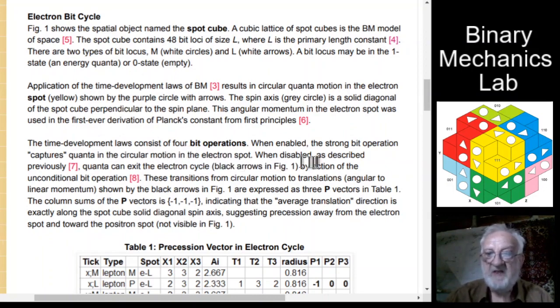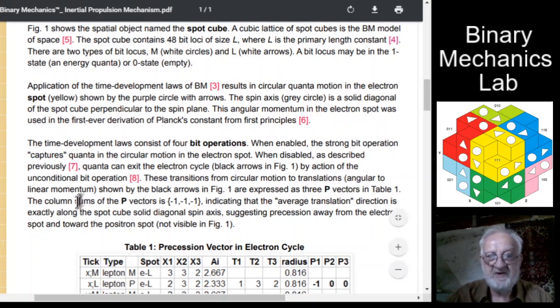When enabled, the strong bit operation captures quanta in the circular motion in the electron spot. When disabled, as described previously, quanta can exit the electron cycle, the black arrows shown in figure 1, by action of the unconditional bit operation. These transitions from circular motion to translation, angular to linear momentum, shown by the black arrows in figure 1, are expressed as 3 p-vectors in table 1.